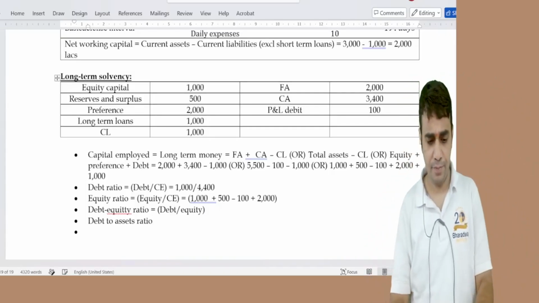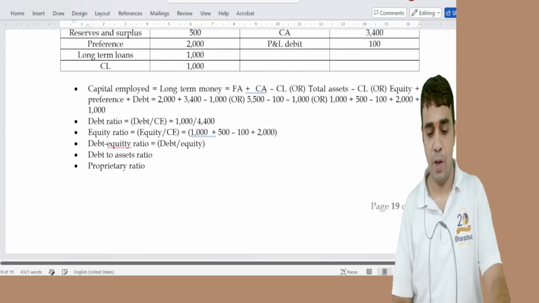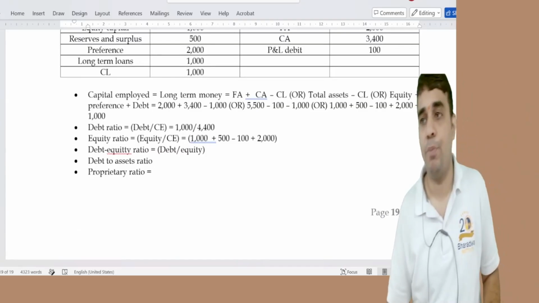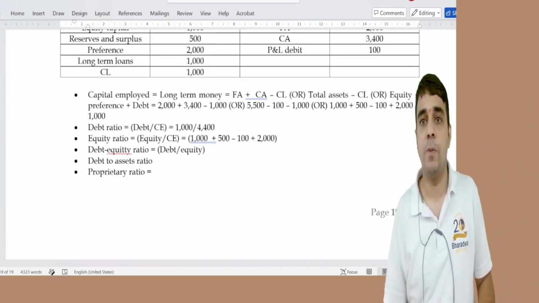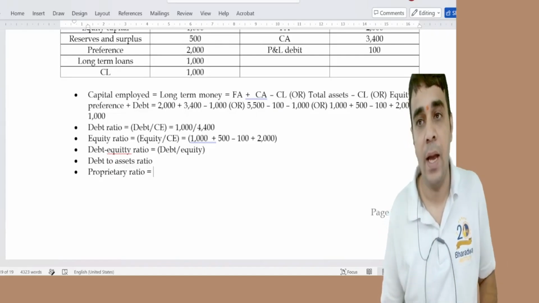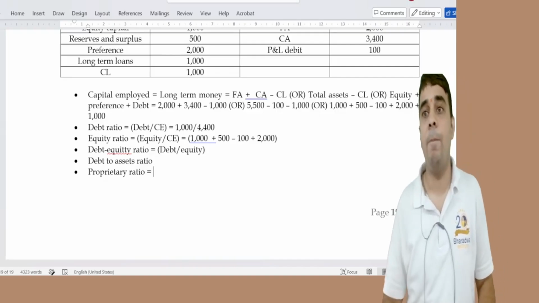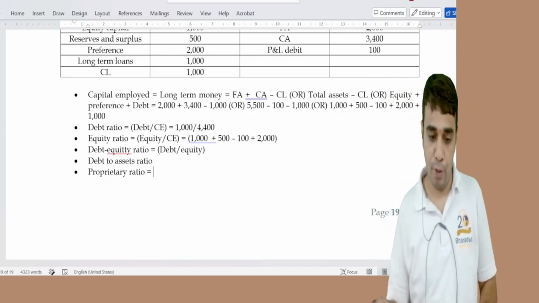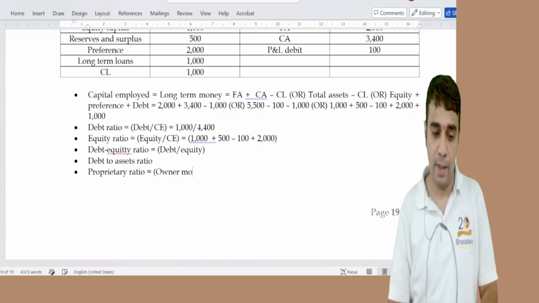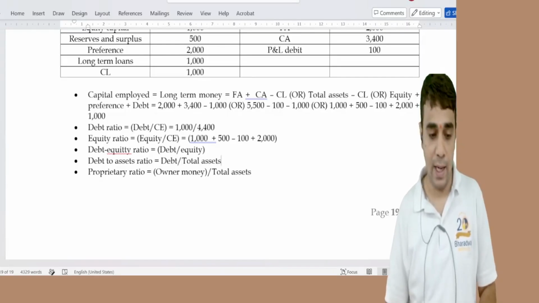Then we have the proprietary ratio. The term proprietor means owner. Proprietary ratio is going to measure owner money as a proportion of something. So proprietary ratio is equal to owner money divided by total assets. I'll repeat again.